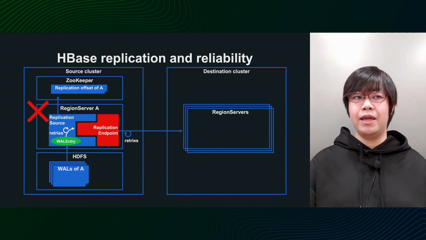Let's assume that a trouble happened on this region server A. In this case, the other region servers, in this example region server B, will receive the replication offset from Zookeeper, and by restarting the replication process from there, this allows the replication to be completed without losing any data.